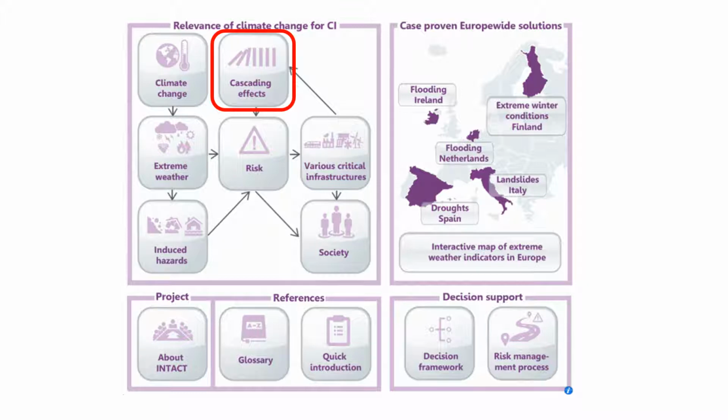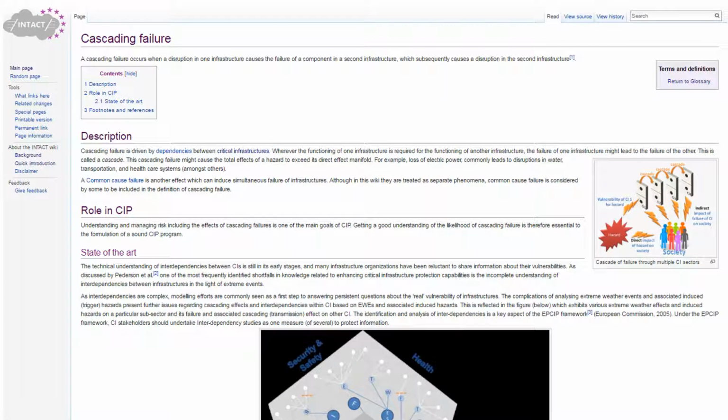The Cascading Effects page provides a description of what cascading failure is and details its role in the protection of critical infrastructure. It also provides information on the interdependencies of critical infrastructure to highlight the impact of cascading failures.